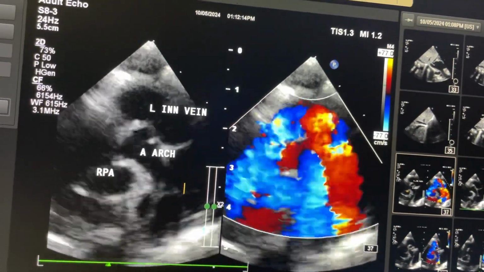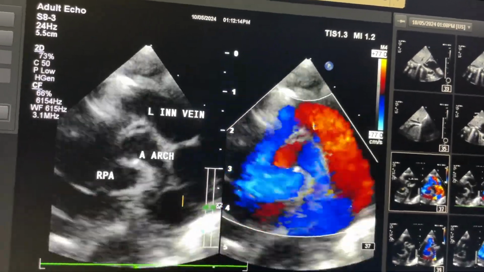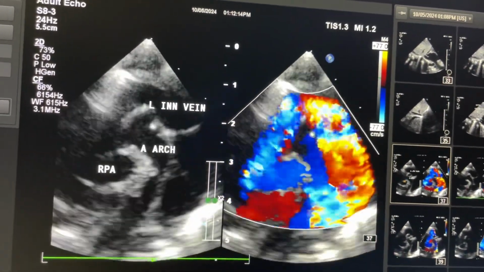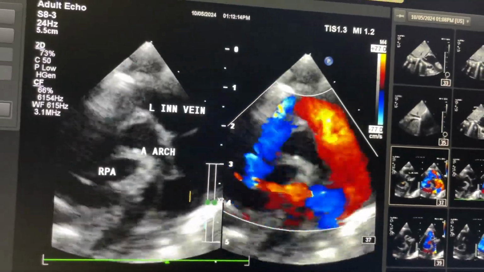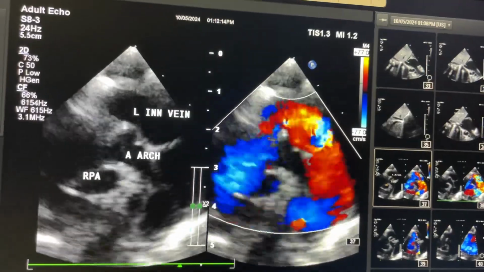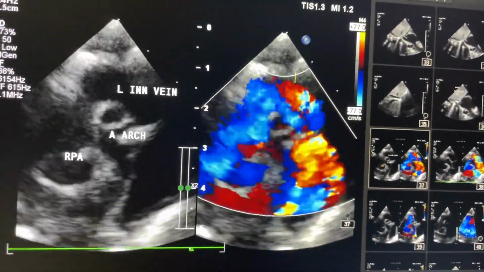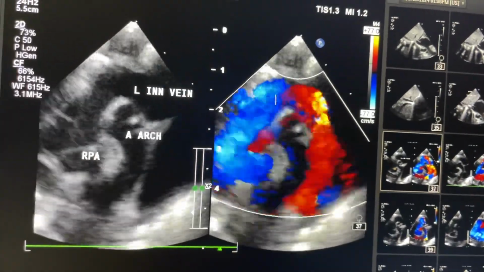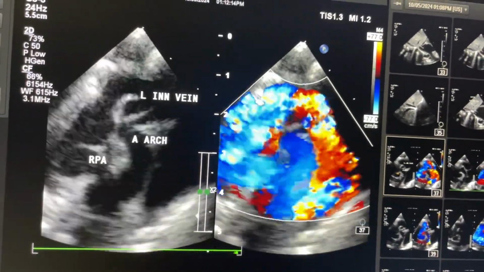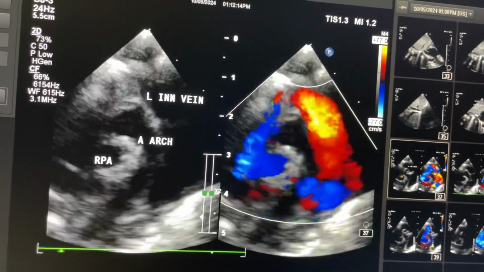So what happens in total anomalous pulmonary venous connection? All pulmonary veins join to make a pulmonary venous confluence. From there, one straight vein originates, goes superiorly and joins the left innominate vein. So this is the straight vein, the red flow, and that is joining the left innominate vein. The left innominate vein and right innominate vein both join together to form the superior vena cava. You see this, the blue flow is the superior vena cava flow.